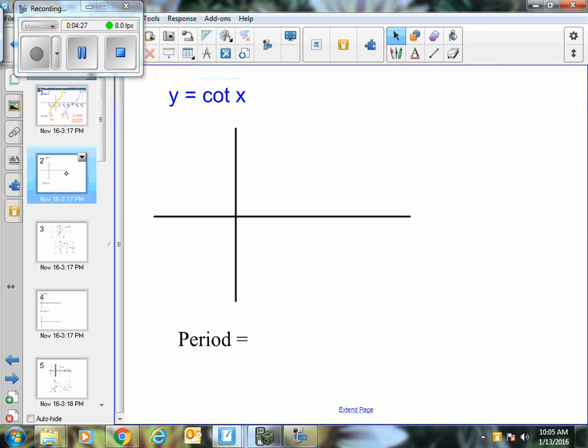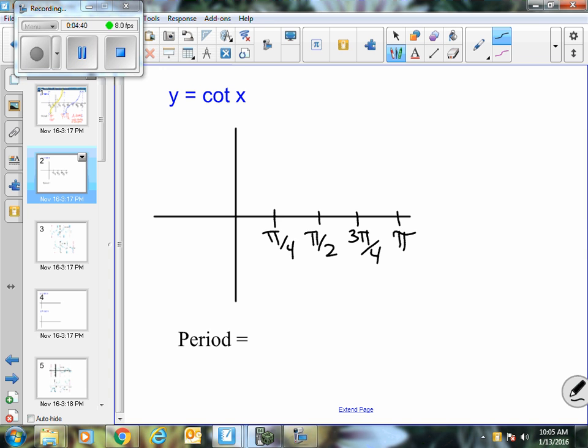All right, let's do cotangent. So same kind of thing. We're going to use 4 intervals, but for this parent graph, we can actually just go to the right, and we're going to still go by pi over 4. So you'll see why in just a second. And then we're going to go ahead and graph these on our graphing calculator after we're done graphing them by hand, so you can see what that looks like too.